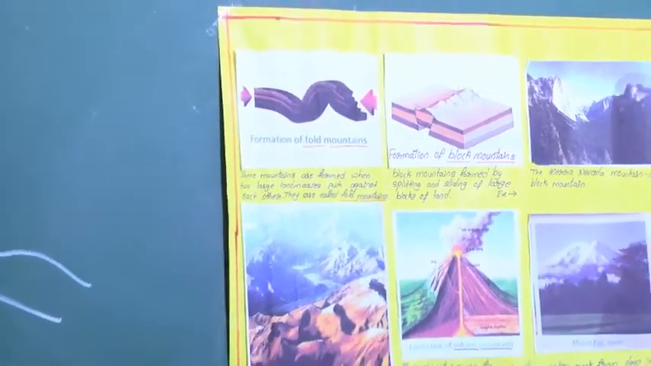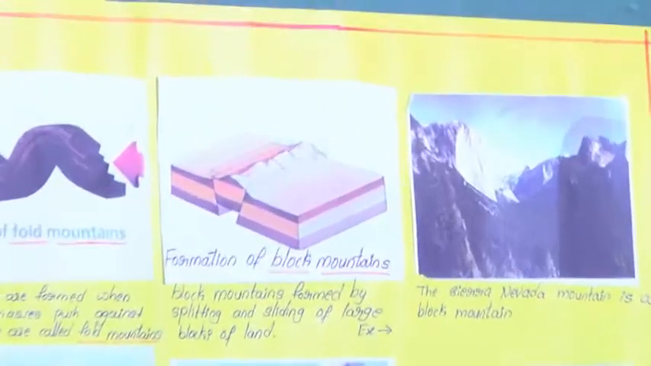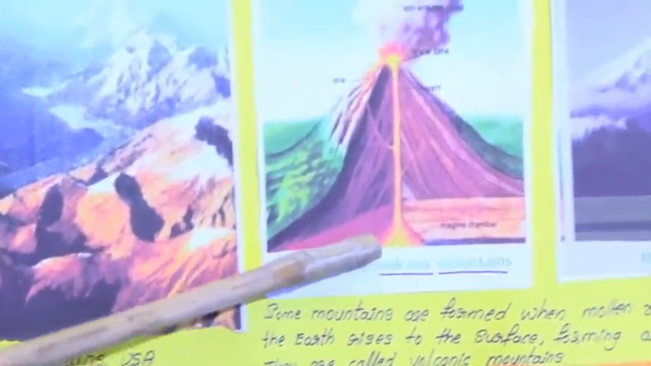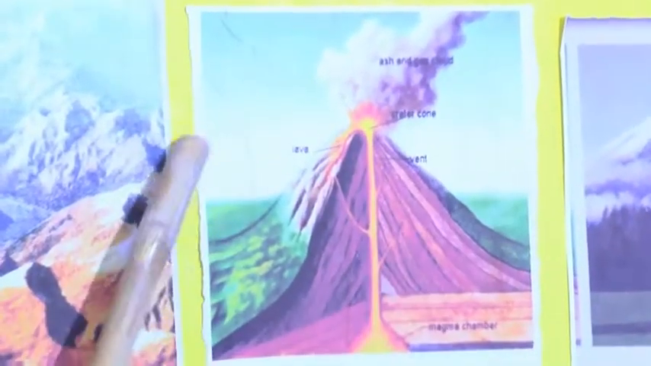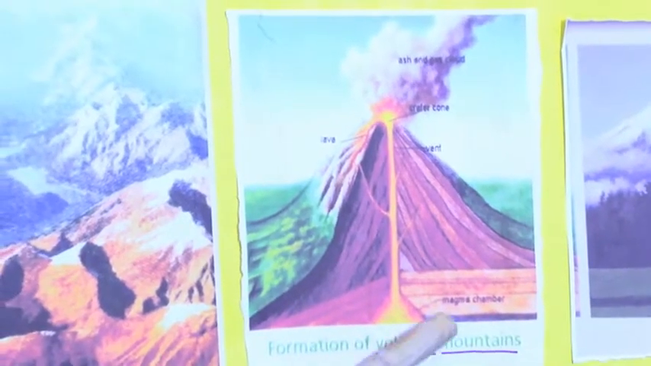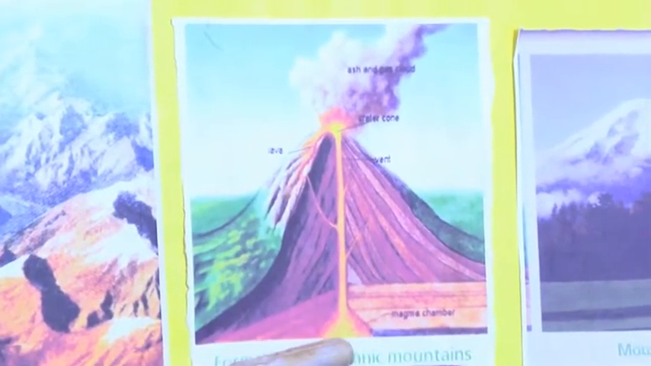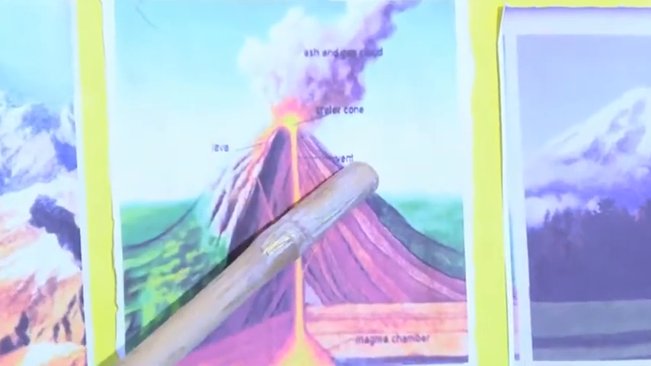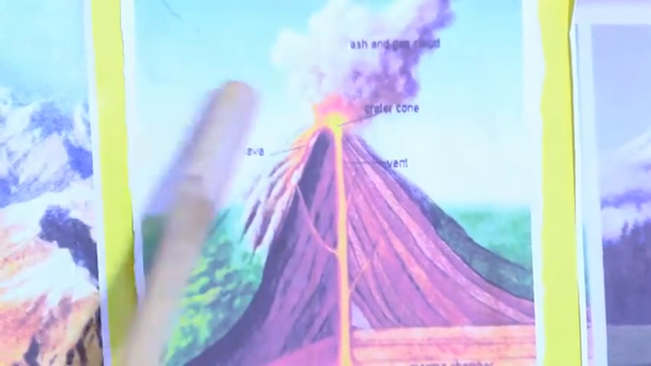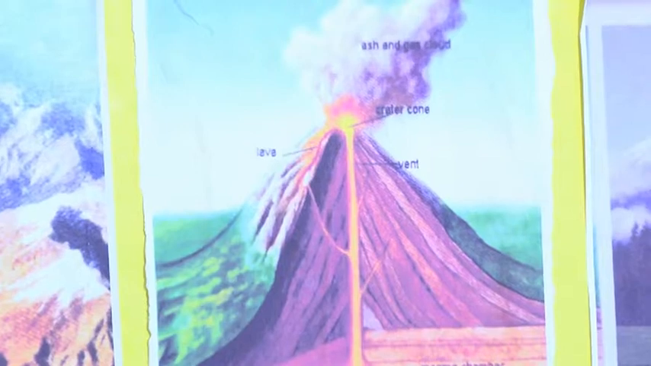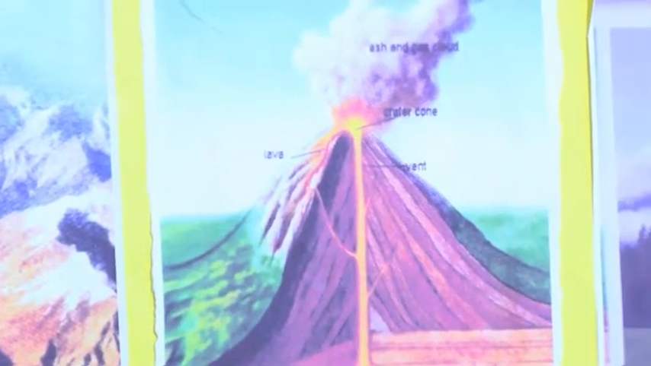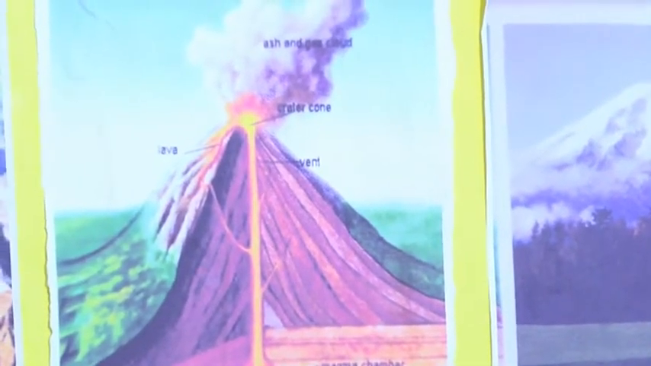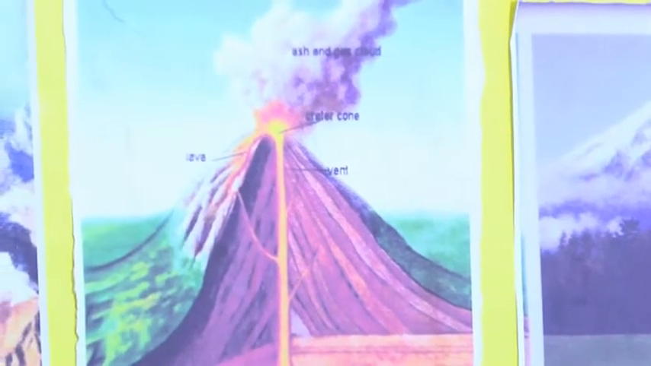Second one, volcanic mountains. Volcanic mountains are formed when molten rock from deep inside the earth rises to the surface. Here you can see the ash and gas make smoke. This is the proof of volcanic mountains. Mount Fuji in Japan and Mount Vesuvius in Italy are two examples for volcanic mountains.